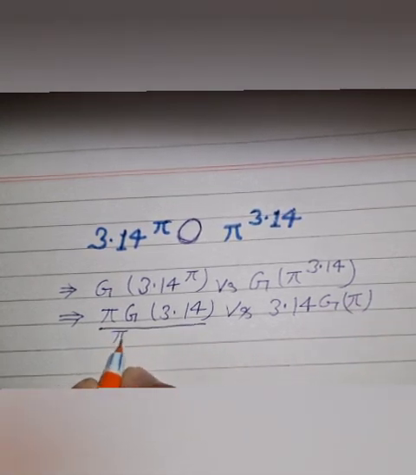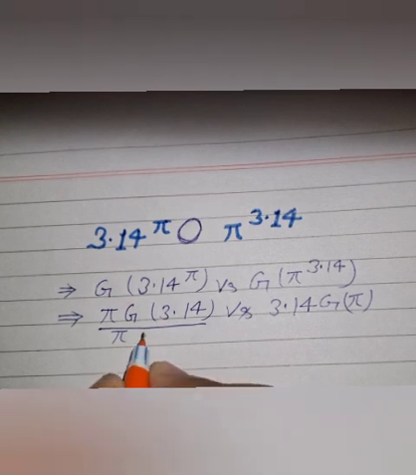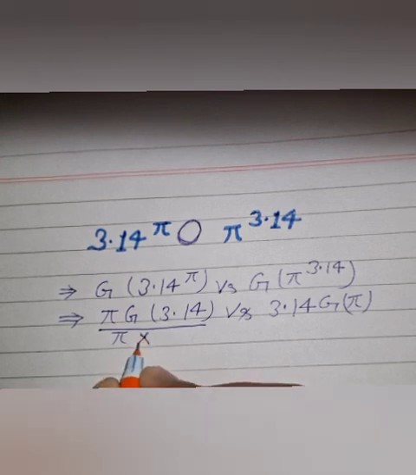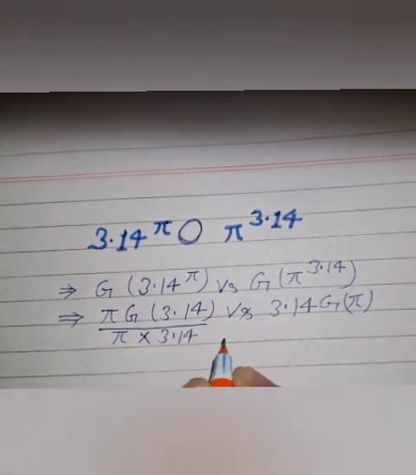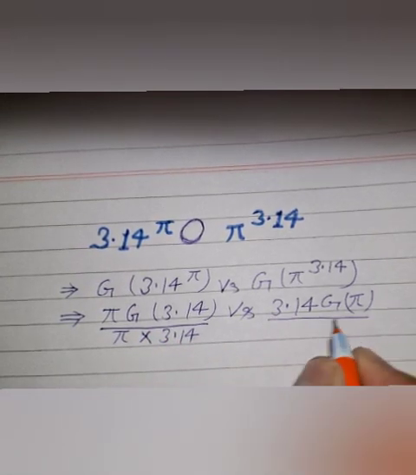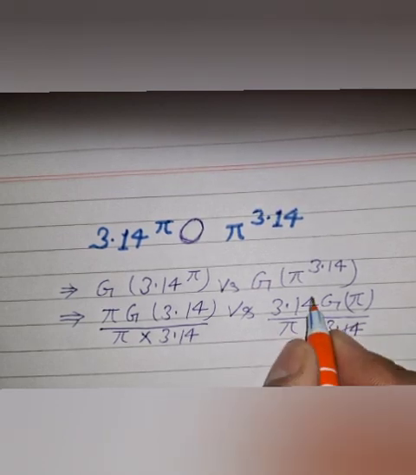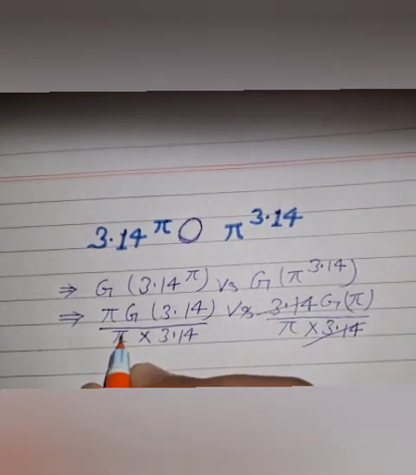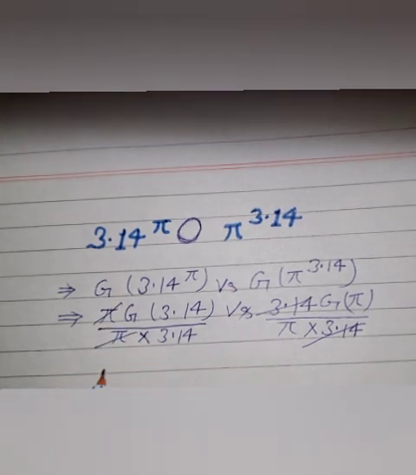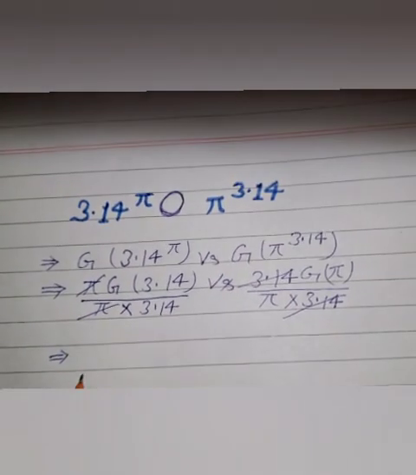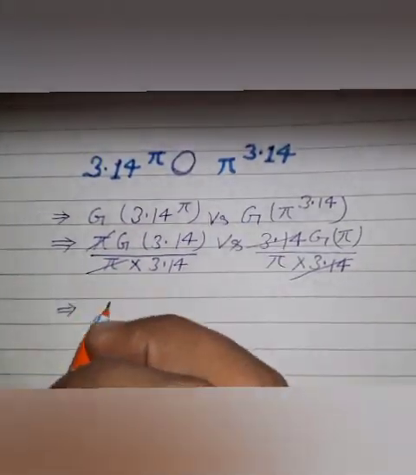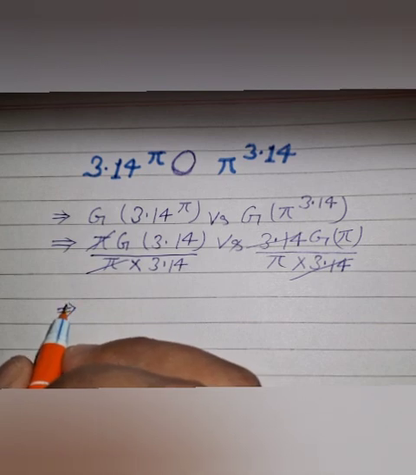Now what are we going to do? We're going to divide both sides by pi times 3.14. Here pi and pi get cancelled, and here 3.14 and 3.14 get cancelled. We have natural log of 3.14 divided by 3.14 versus natural log of pi over pi. Now we are just going to let this be a function f of x, which is equal to natural log of x over x, where x has to be greater than 0.